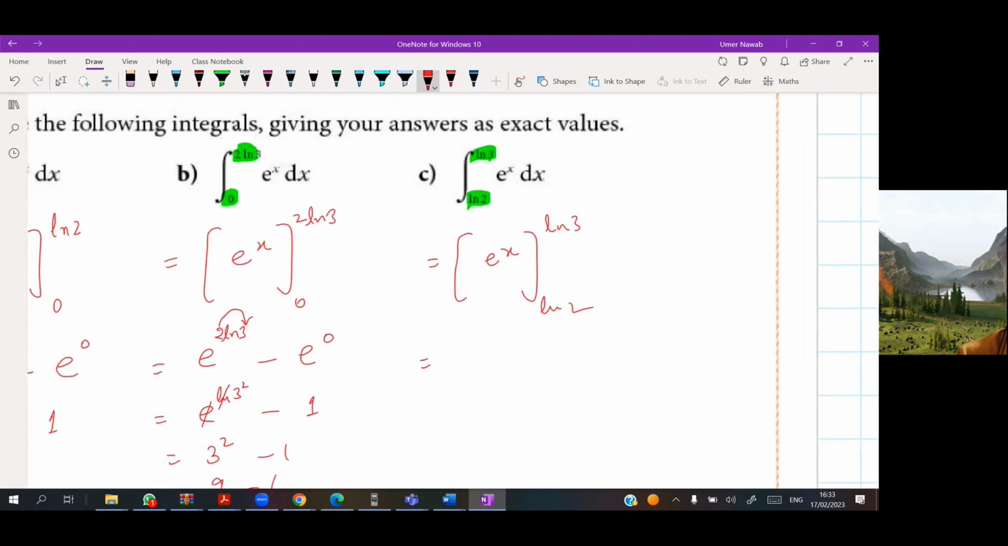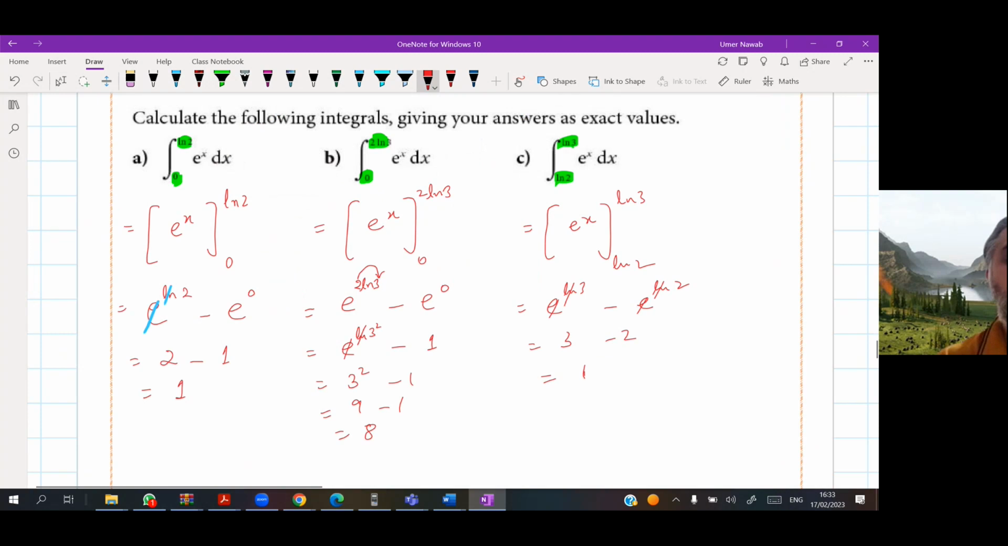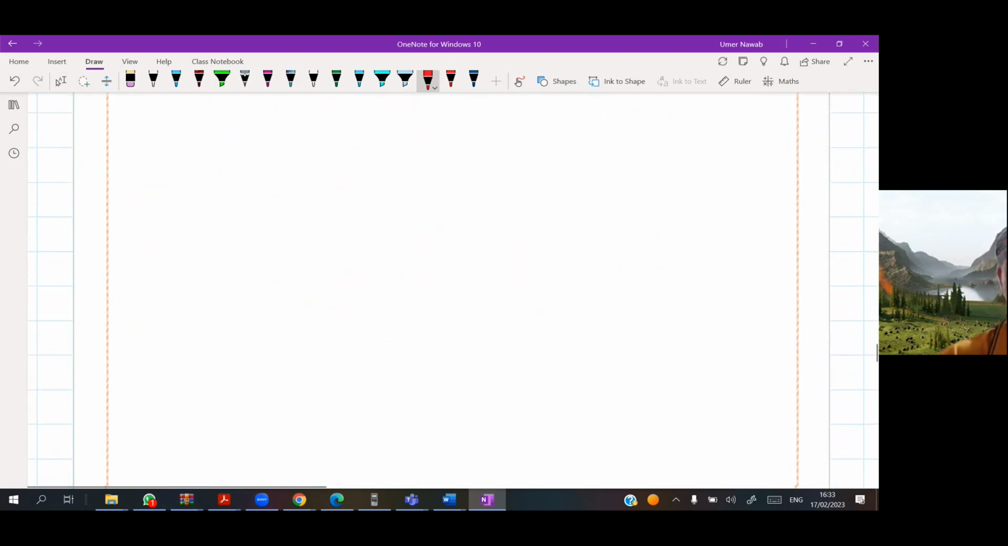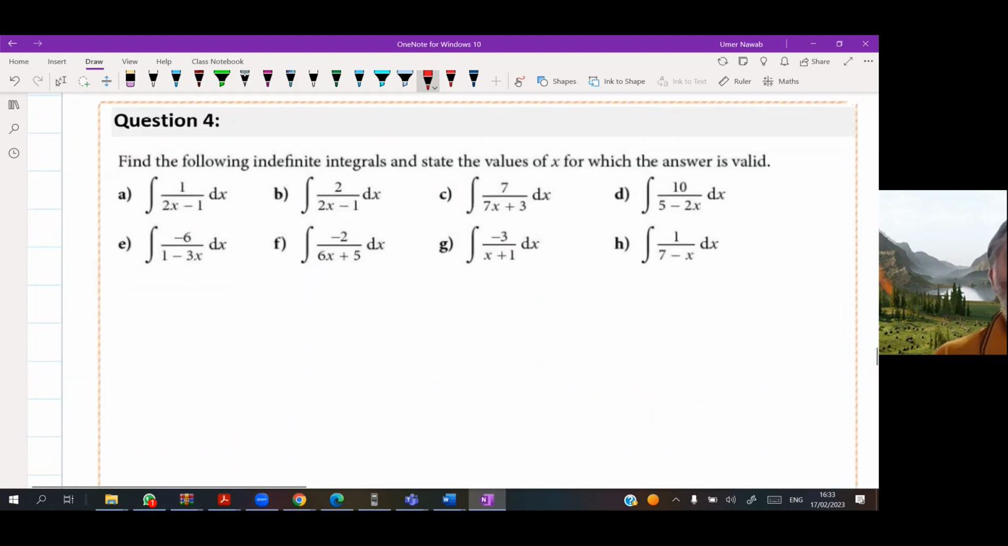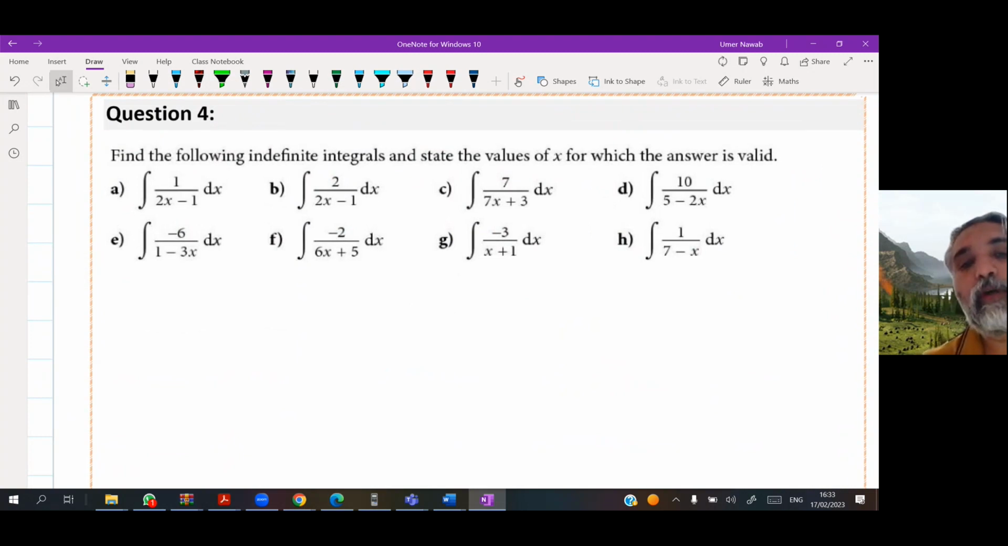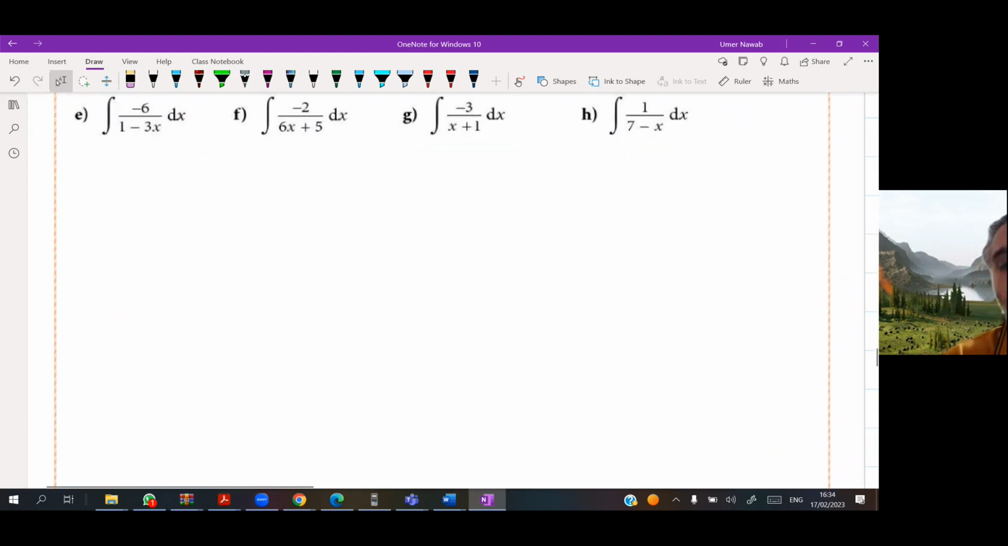In this case, when you substitute e raised power ln of 3 minus e raised power ln of 2, now ln and e are confronting each other, cancel them, and you get 3 minus 2, and the final answer is 1. I hope it makes you understand very well. Next thing, wow. So exponential function, alhamdulillah, is thoroughly explained and well understood. Now we go to another technique of integration. I'm going to write it for you.